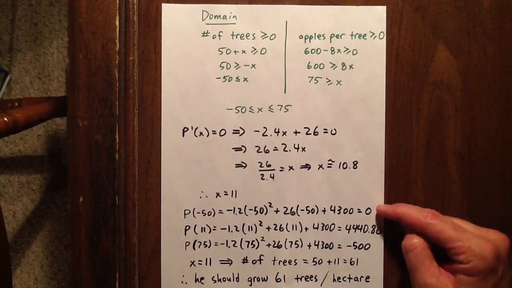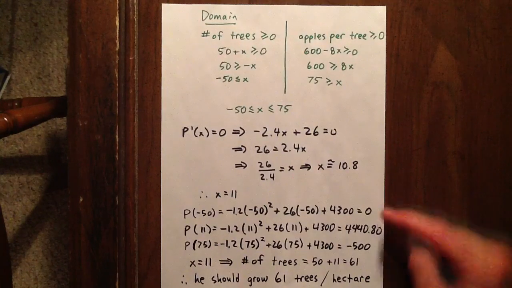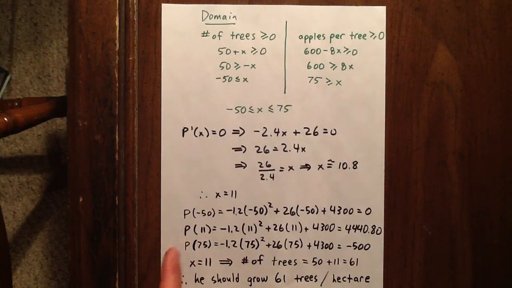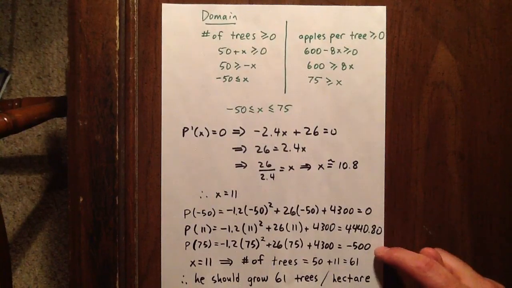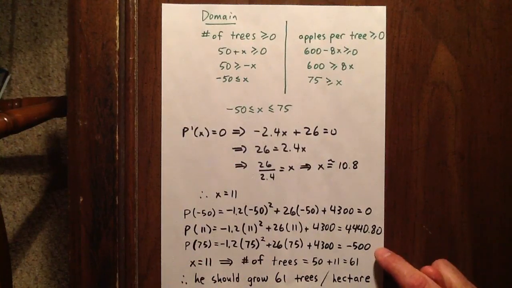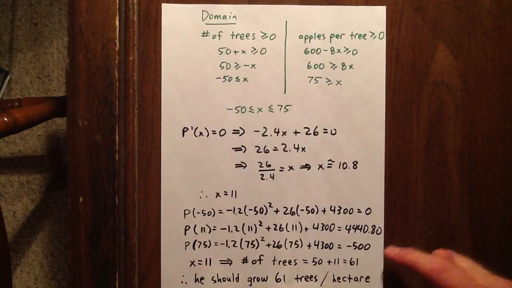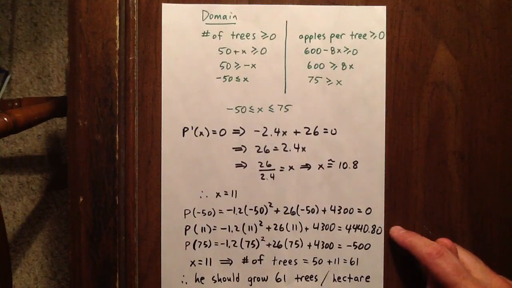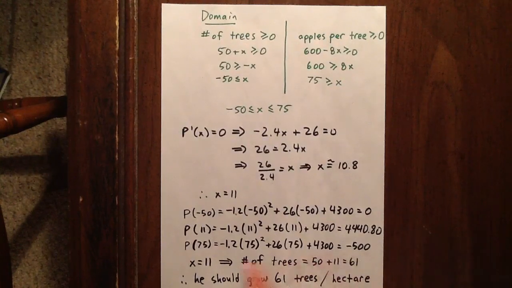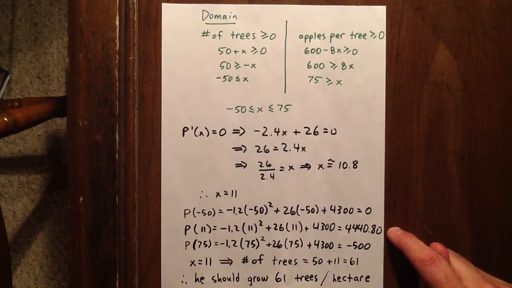So now what we're going to do is plug in the two endpoint values for x, which are negative 50 and 75. Our profit is 0 if he plants 0 trees. That kind of makes sense. The profit is negative 500 if he plants 75 trees, because he doesn't get any apples, but he still has to pay. If he grows 125 trees, he doesn't get any apples, so there's no revenue, but he still has to pay $4 per tree, which would lead to a profit of negative 500. Well, those are both bad options, but when he grows 11 extra trees, he has a profit of $4,440.80 per hectare.